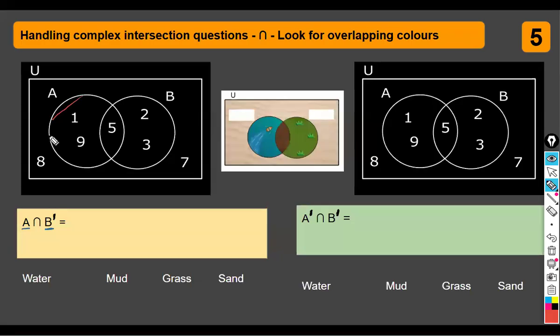Water and mud. So I hope everyone shaded that in red.